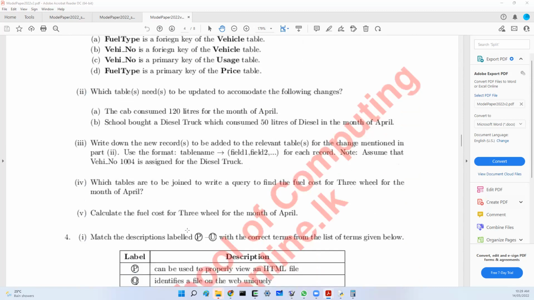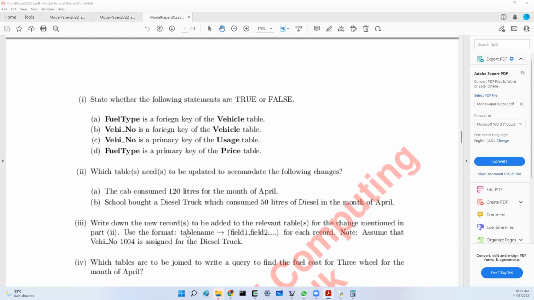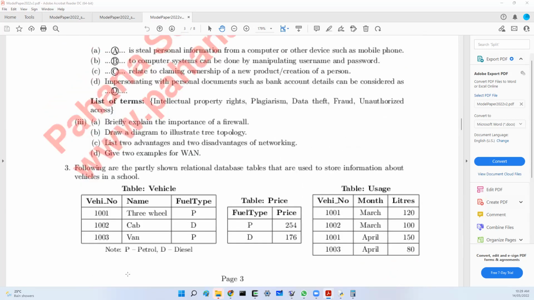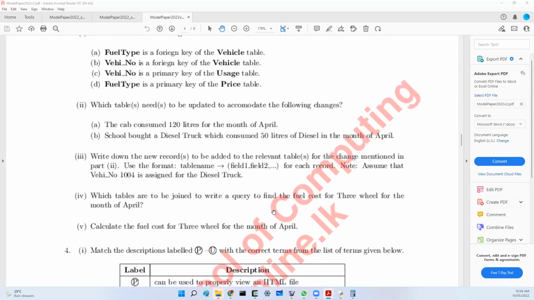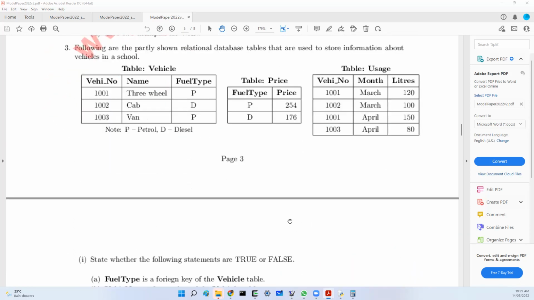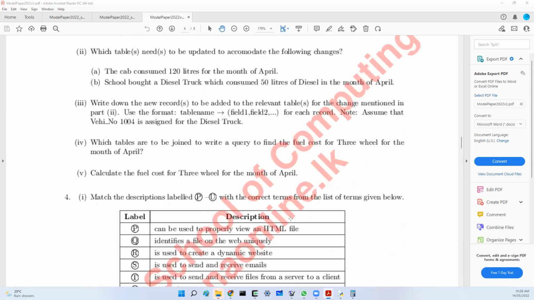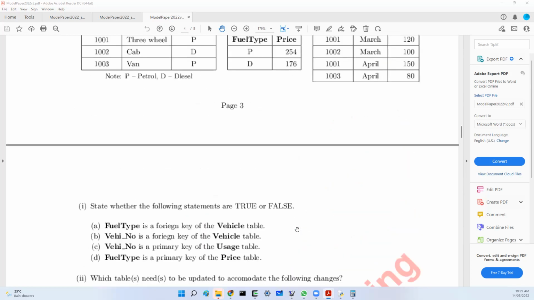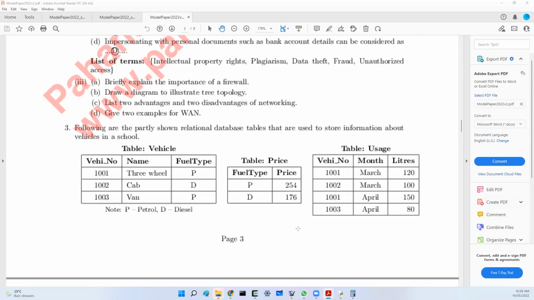Which tables are to be joined to write a query to find the fuel cost for three-wheelers for the month of April? How do we get the cost spent on the three-wheeler in April? Vehicle table, price table, usage table. All three have to be connected, that is what this says. Right? Fourth one. Calculate the fuel cost of three-wheelers for the month of April.